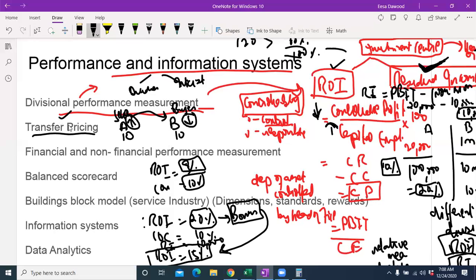So in transfer pricing, we want to ensure goal congruence. We don't want these segments to be self-interested segments. We will study some rules of transfer pricing, which would give an optimum or ideal transfer price. Then you will be doing financial and non-financial performance measures based upon ratio analysis, as well as non-financial factors like quality and innovation.